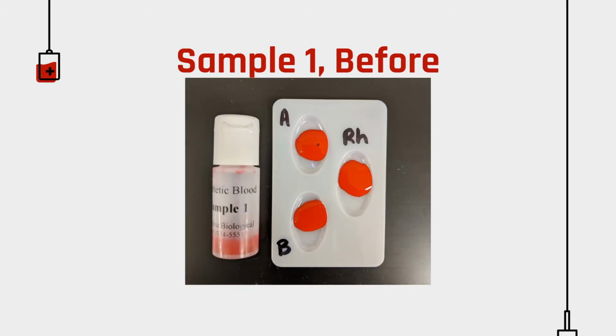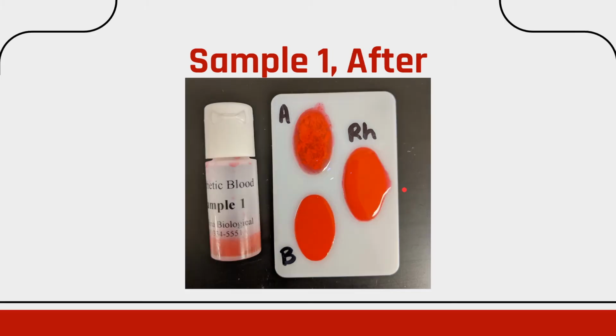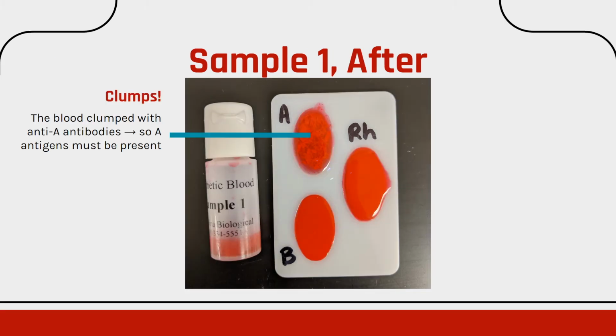So here's sample 1 before so that you can compare. None of this is clumped because nothing's been added to it. And here's sample 1 after. Right away, I noticed that we see clumps with the anti-A antibody. If the blood clumped with the anti-A antibodies, A antigens must be present. So I know that this could be type A blood or it could be type AB. We need to look at the next sample to see.